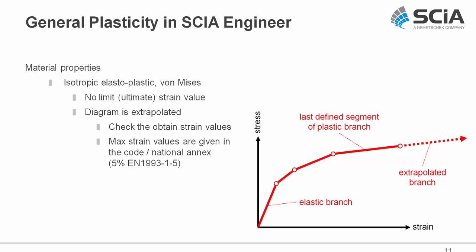In, again, Eurocode 315, so this is again an example for steel, there is a maximum strain value given in this code of 5%. Of course, this is code dependent or even national annex dependent if you are using the Eurocode. But this is what SCIA Engineer is going to do. So first of all, we have a stress strain part which is in the elastic branch. Then we're going to the plastic branch, and the last defined segment of this plastic branch is extrapolated to be able to continue the calculation if possible. But then you need to check the obtained strain values, of course.